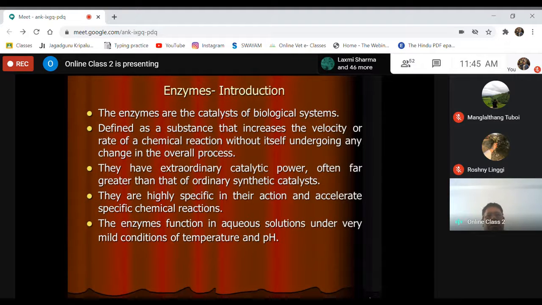So these enzymes have extraordinary catalytic power, often far greater than that of ordinary synthetic catalysts. Say, for example, the reaction between the water molecule and carbon dioxide. The water combines with the carbon dioxide to form carbonic acid. So this reaction, in the absence of any enzyme, is very slow.